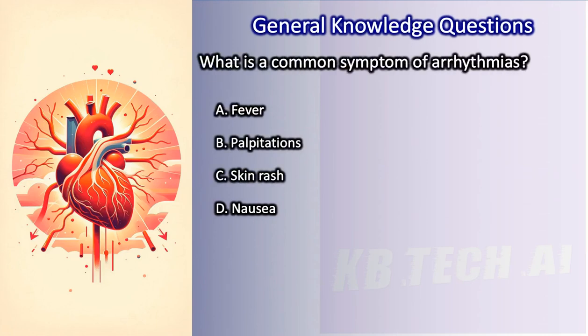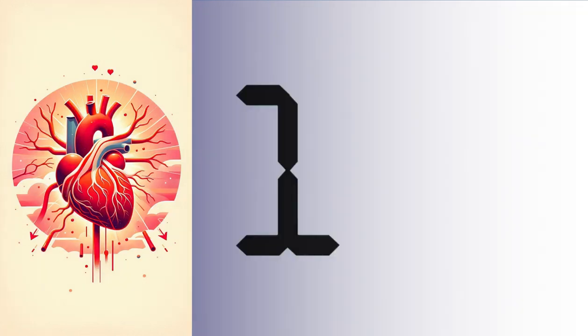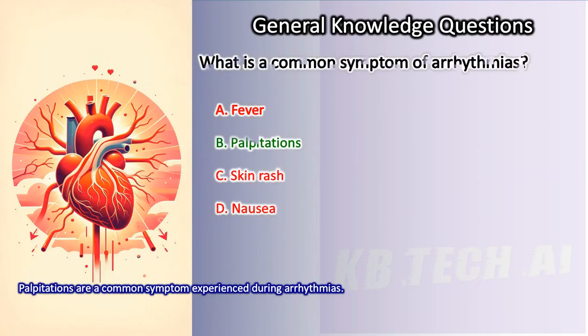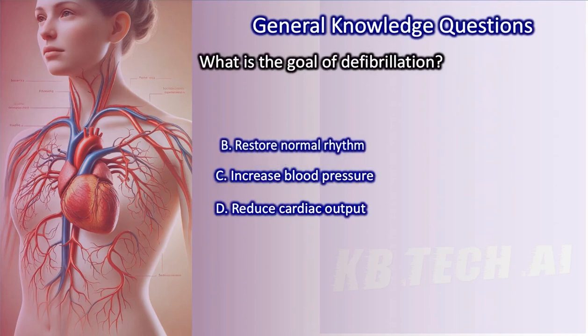Which is a common symptom of arrhythmias? Option 1, fever. Option 2, palpitations. Option 3, skin rash. Option 4, nausea. The answer is option 2, palpitations.